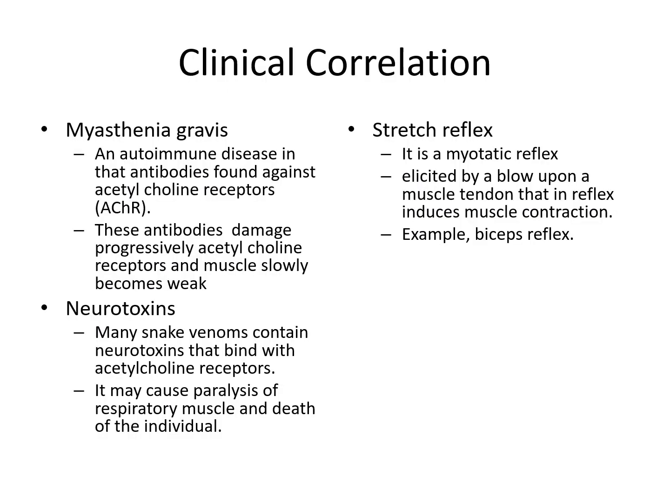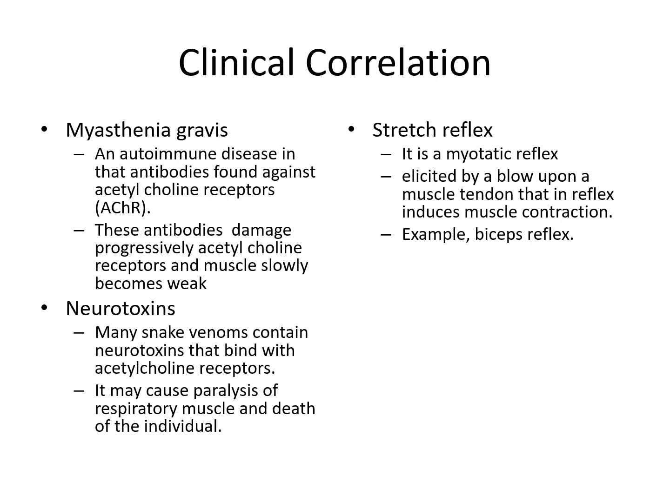Coming to the applied importance of skeletal muscle, myasthenia gravis is an autoimmune disease in which autoantibodies are formed against acetylcholine receptors. So we know that acetylcholine is an important neurotransmitter at the neuromuscular junction, and if the autoantibodies are formed, they will damage the acetylcholine receptors, and the muscles will slowly become weak.